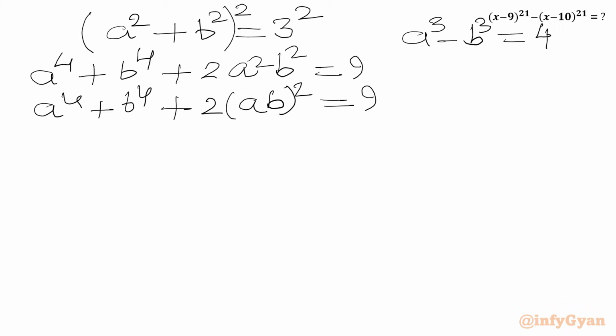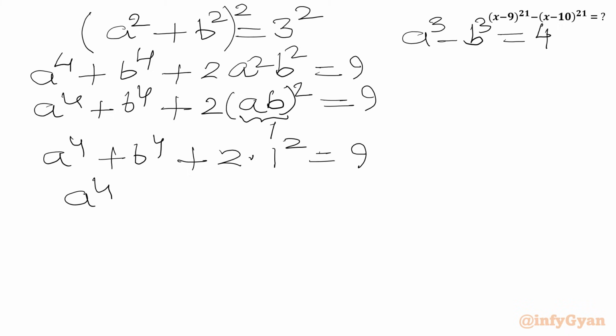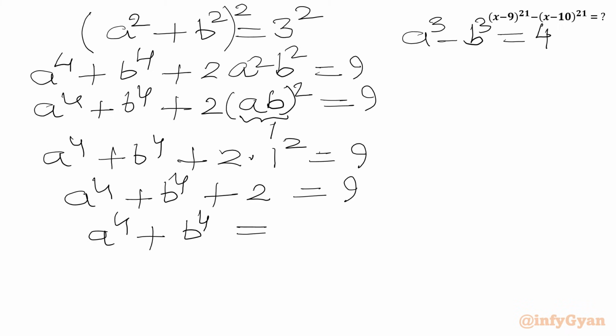Now ab was 1 as per equation 1. We will get a power 4 plus b power 4 plus 2 times 1 square equal to 9, or a power 4 plus b power 4 plus 2 equal to 9. Now we have to subtract 2 from both the sides. We will get a power 4 plus b power 4 value will be 9 minus 2 equal to 7. So we will write here a power 4 plus b power 4 equal to 7.